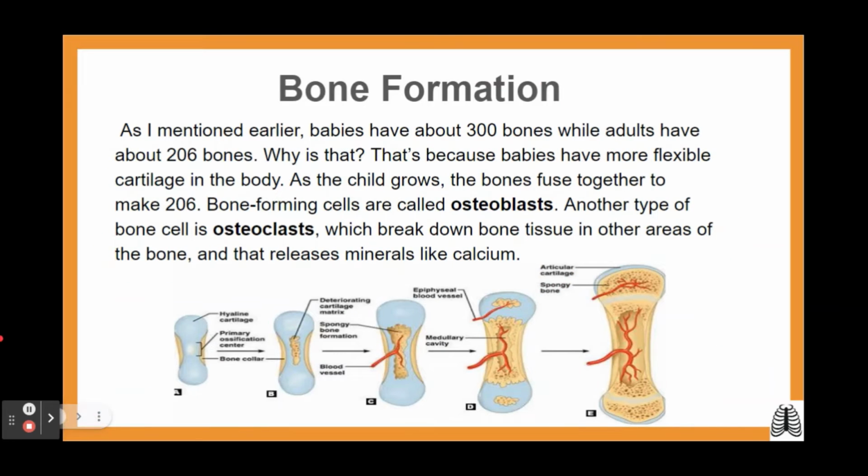Right. So bone formation. As I mentioned earlier, babies have about 300 bones while adults have 206. Why is that? It's because babies have more flexible cartilage, and as the child grows, the bones fuse together to make 206. Bone-forming cells are called osteoblasts, and osteoclasts break down bone tissue. It's kind of strange because you would think that clast is forming and blast is breaking, but it's actually the opposite. Osteoblasts form bone, and osteoclasts break down bone tissue.